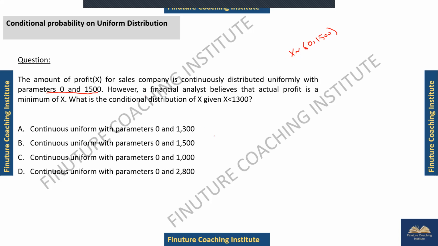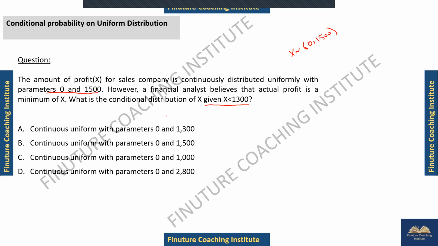However, the analyst believes that the actual profit is the minimum of X. This is slightly tricky, and this statement has been given just to confuse you, because in the question that we actually have to address, there is no need of this information. What is the conditional distribution of X given X is less than 1300? These are the options we will have a look at.